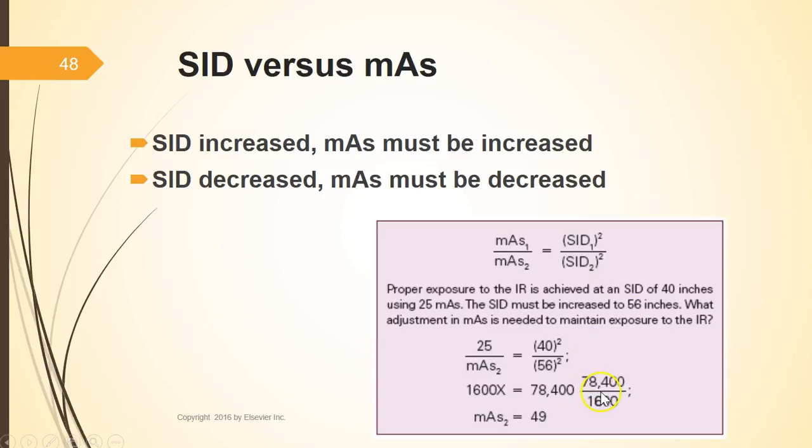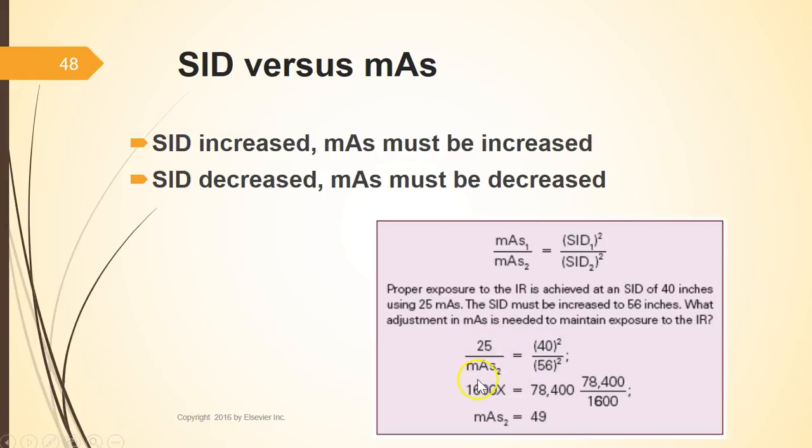Now this is a problem that they've already done. Proper exposure at 40 inches uses 25 mass. So there's our first mass, and there's your 40 inches. The SID must be increased to 56 inches. What adjustment in mass is necessary? So you have 4 variables. You've been given 3 of them, and you've got to find the last one.